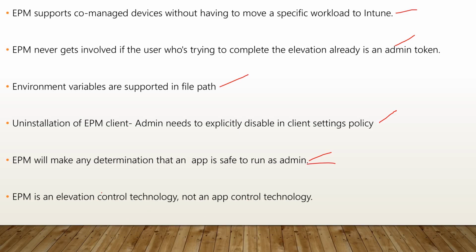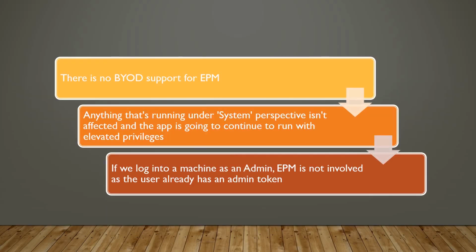And we have to keep in mind that EPM is an elevation control technology and not an app control technology. So EPM is not going to block the running of an application. EPM is going to stop the launching of an application in the admin context. If EPM is not allowing the end user to launch an application in the admin context, the application can always be launched as a standard user, right? But EPM is not going to stop the end user from launching an application in the standard user context. Hence, it's an elevation control technology and not an app control technology.